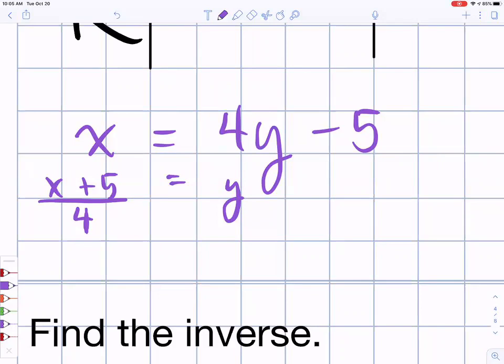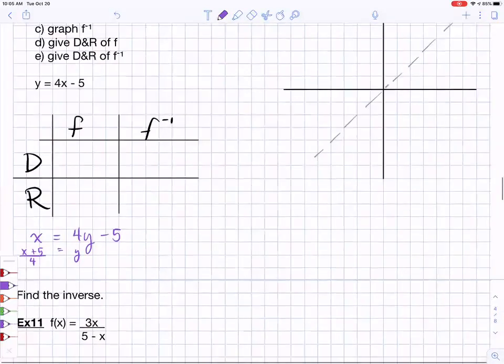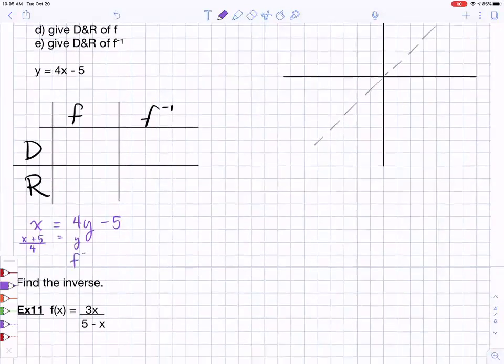Now, here's the thing. Right this minute, the reason that this is not written properly, it's almost indicating that this y and this y are the same thing because they're the same letter. But they're not. Because we found an inverse, you have to give it a new name. So you can write f inverse of x is equal to x plus 5 over 4. All right, so that's my inverse. These are undo buttons of each other.